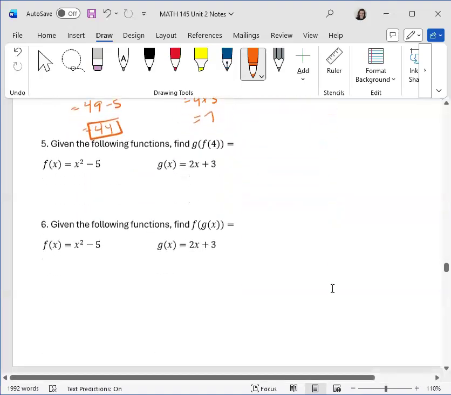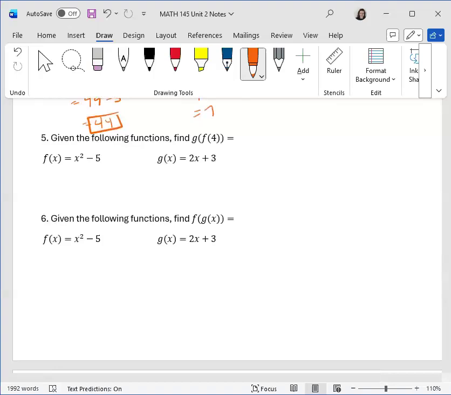All right, the next example says g of f of 4. So I'm substituting 4 into f's function first. So substituting that would say 4 squared minus 5, or 16 minus 5, which gives me an output of 11. Substituting that for f of 4 leaves me g of 11. Substituting 11 in for x in g's function would say 2 times 11 plus 3. 22 plus 3 gives me a final answer of 25.